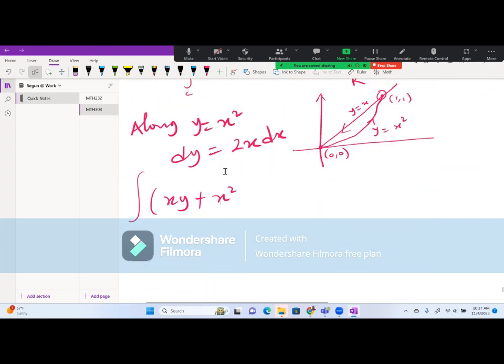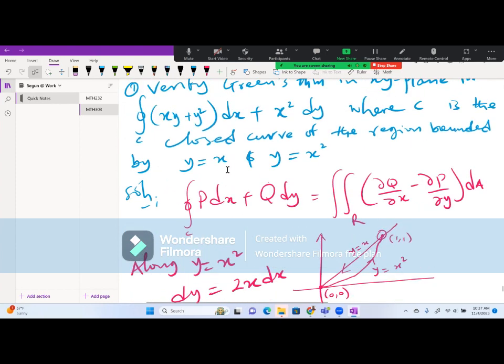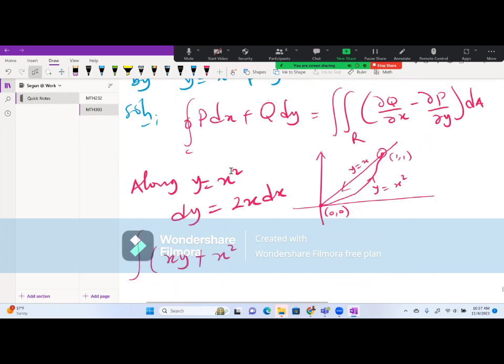Plus y squared rather. But in this case now, don't forget we know our y to be x squared. Substitute your y there. Let everything be in terms of x. For everything to be in terms of x, let me just write the equation first so that you can follow with me.